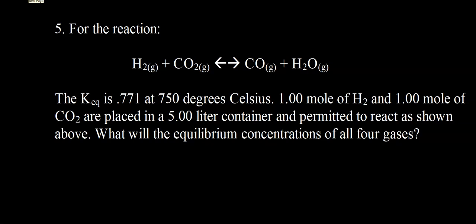All right, let's take a look at this next one. For this reaction, the equilibrium constant is 0.771 at some temperature. 1.00 moles of H2 and 1.00 moles of CO2 are placed in a 5-liter container and are permitted to react as shown above. What will be the equilibrium concentrations of all 4 gases?